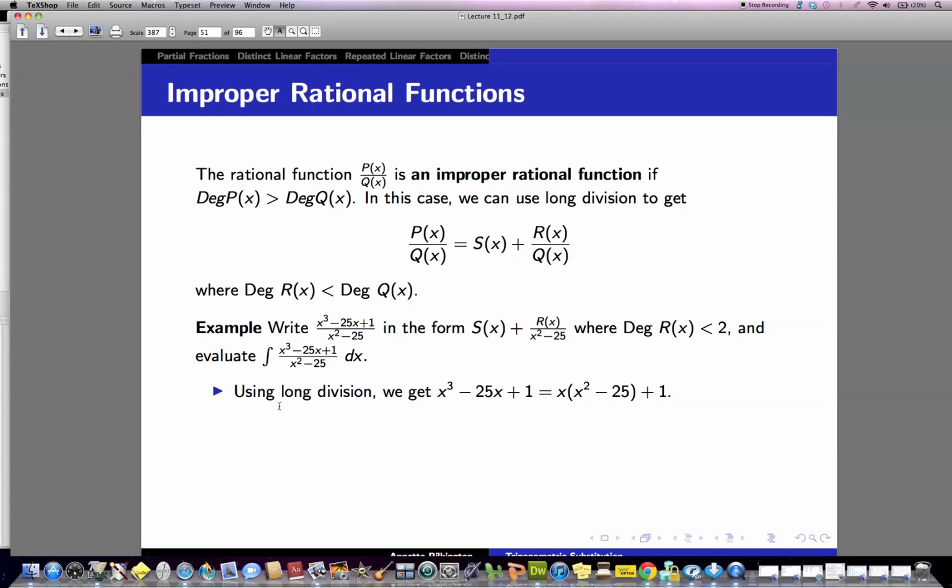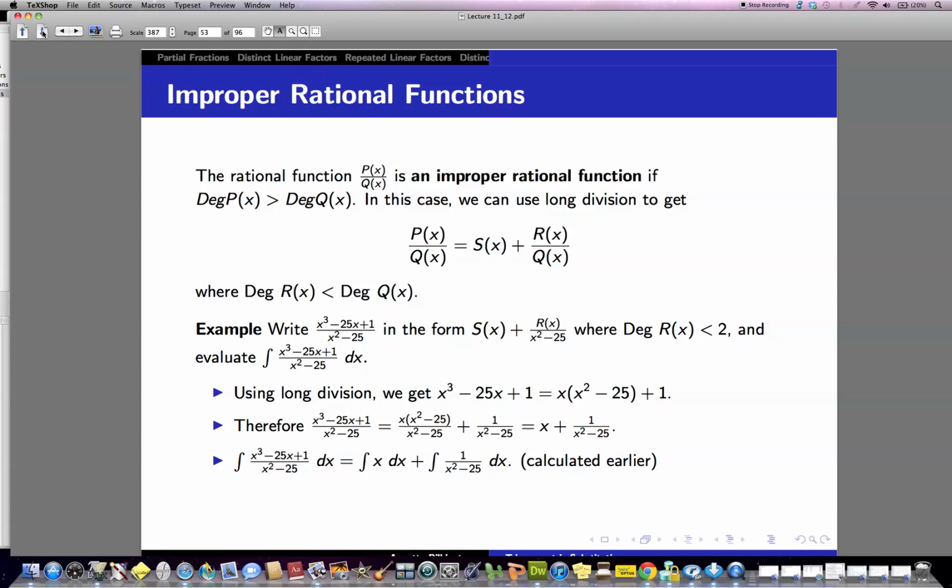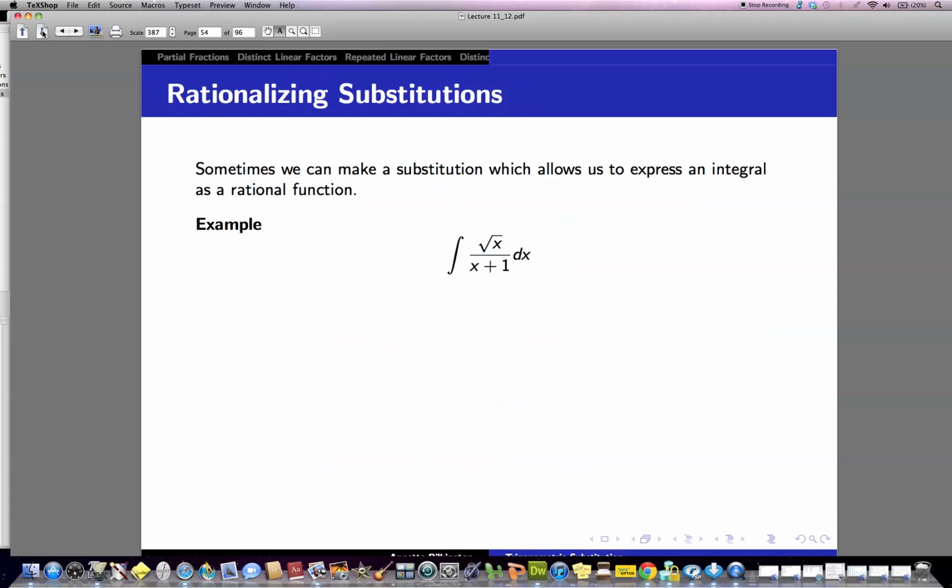And here's an example. I would have to use long division to rewrite this rational function as a polynomial plus a proper rational function. And I would get x cubed minus 25x plus 1 is x times x squared minus 25, plus 1, using long division. And then dividing by Q of x on both sides, I see that the rational function is just x plus 1 over x squared minus 25. And we've already solved the integral of 1 over x squared minus 25 earlier.